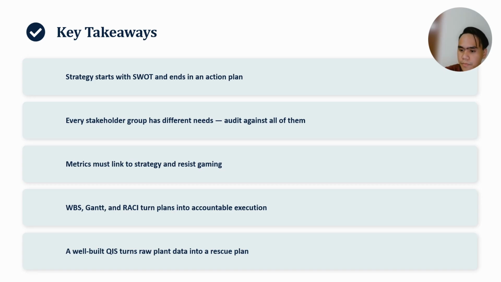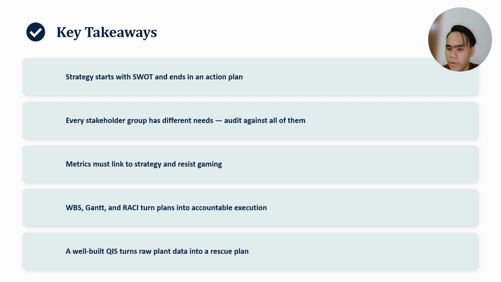Third, every metric must link to strategy and resist gaming. A metric that is not tied to the strategic vision is just noise. And a metric that can be gamed, like cutting maintenance spending at the expense of future reliability, will actively work against you unless it's designed defensively. Think of the maintenance productivity example that we mentioned.